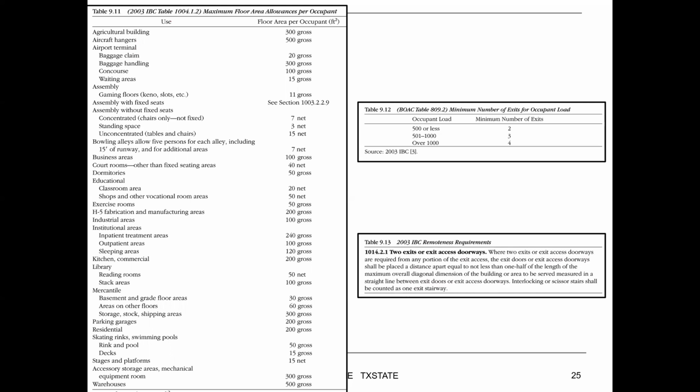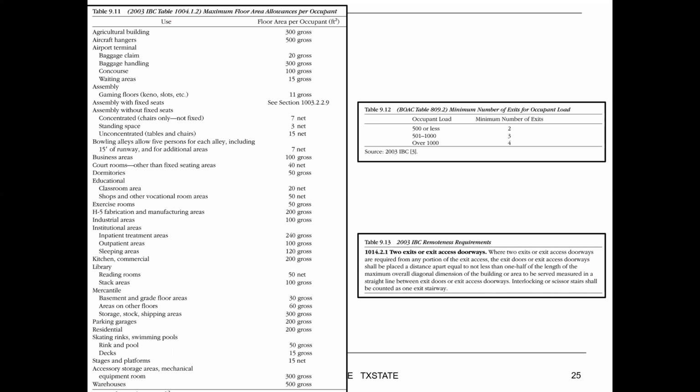So in this table, you're shown the maximum floor area allowance per occupant, depending on the type of building. So if it is an agricultural building, aircraft, assembly, gaming floors, assembly with fixed seats, and so on. And the use and also the floor area per occupant in square feet. So 300 gross, 500 gross, and so on.